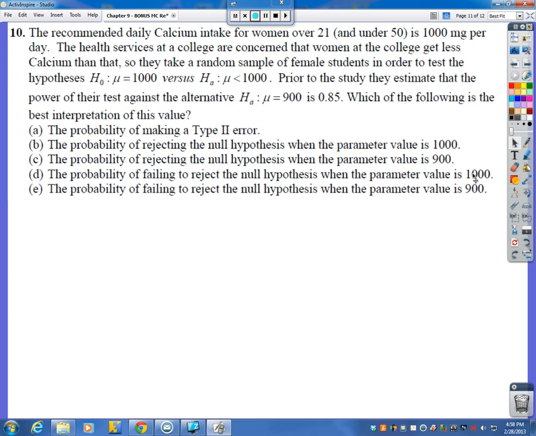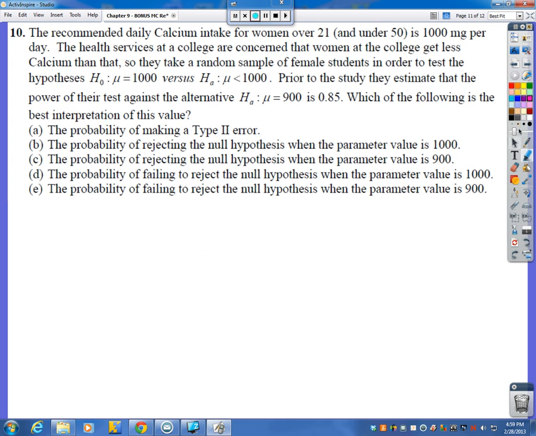And the last problem. This one is not number 10 in your practice test in your book here. So this one you do not have, okay? It says the recommended daily calcium intake for women over 21 and under 50 is 1,000 milligrams per day. The health services at a college are concerned that women at the college get less calcium than that. So they take a random sample of female students in order to test the hypothesis that mu is 1,000 versus it's less than 1,000. Prior to the study, they estimate that the power of their test against the alternate, that mu is 900, is 0.85.